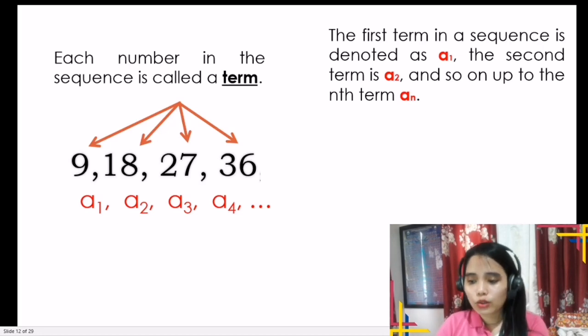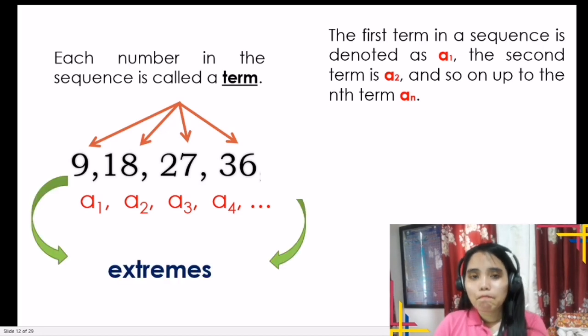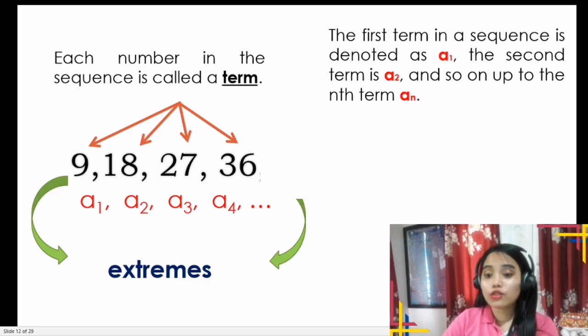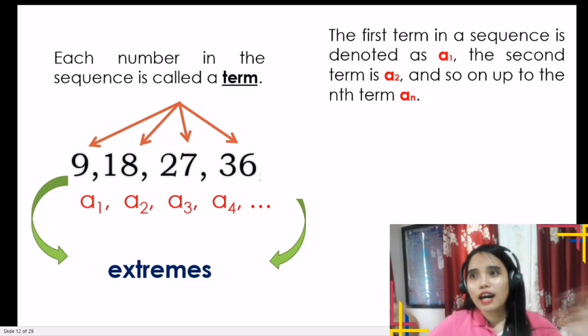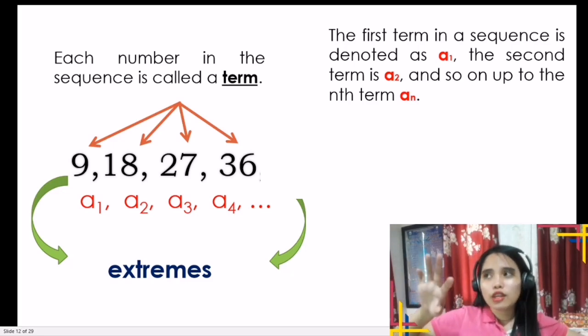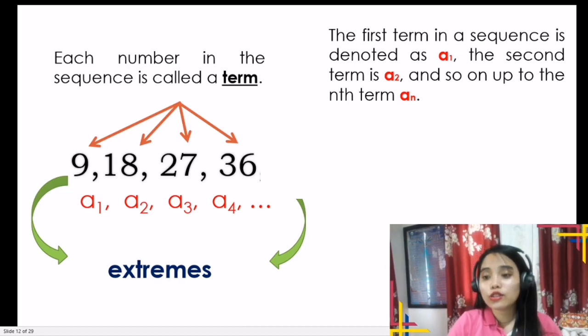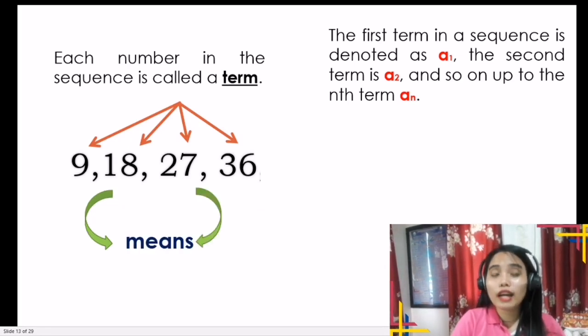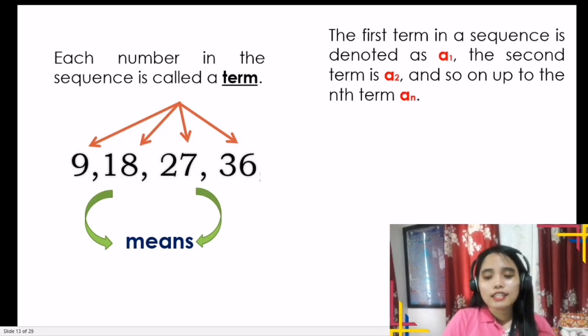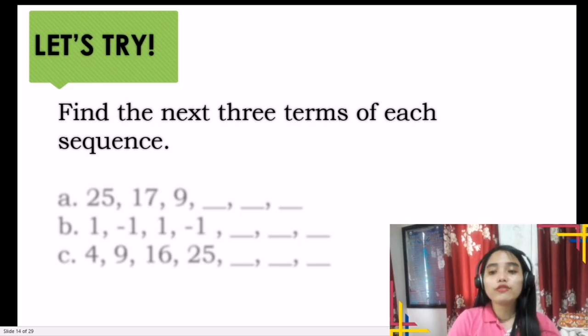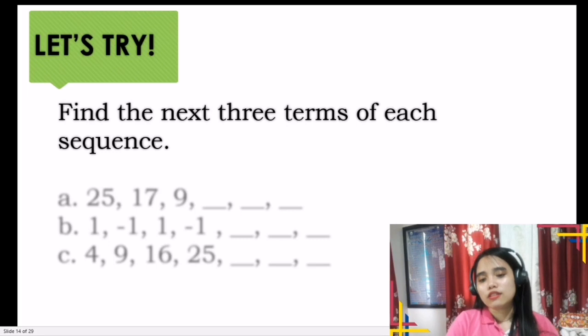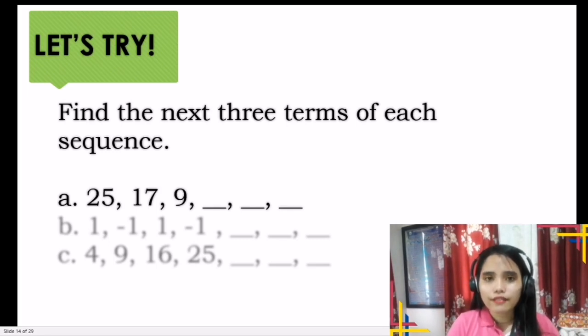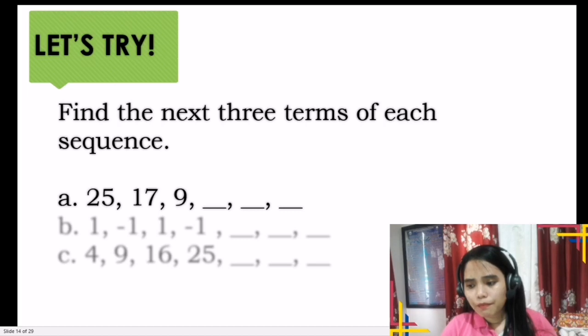9 and 36 are called extremes because they are the first term and the last term. And the means are those in the middle. So, the means here are 18 and 27. Now, let's try to find the next 3 terms of each sequence: 25, 17, and 9. But before we answer, is this a sequence? Is 25, 17, and 9 a sequence?